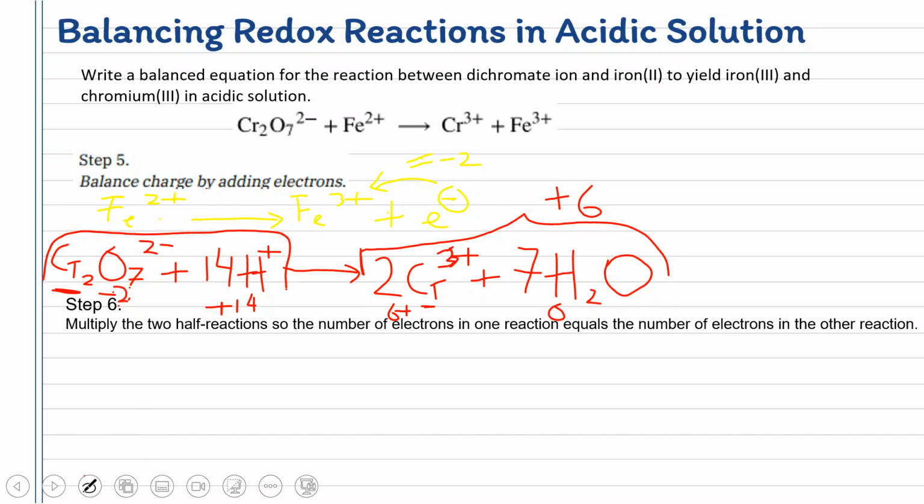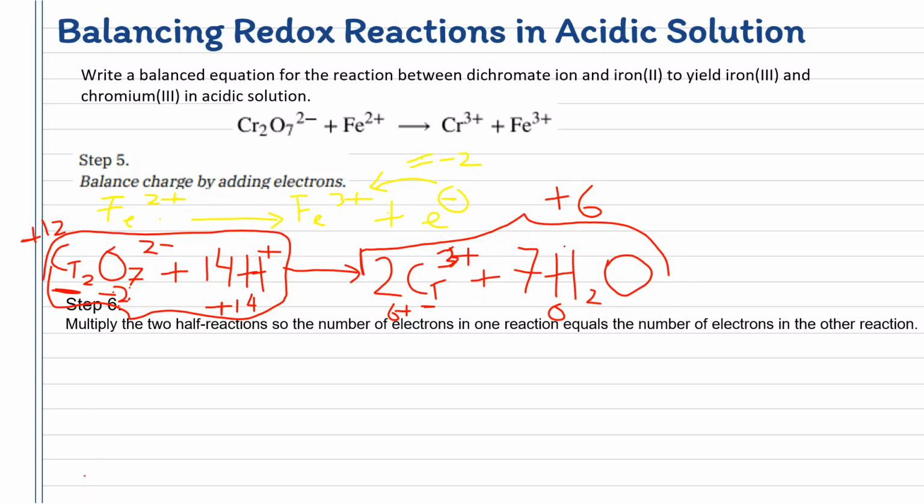So let's say we're going to have a total charge. I'm writing everything. We're going to have a total charge that will be equal to, let me write it here, a total charge of plus 12. Does that make sense? 14 minus 2. You have 14 minus 2. So total charge of plus 12. So this is plus 12.